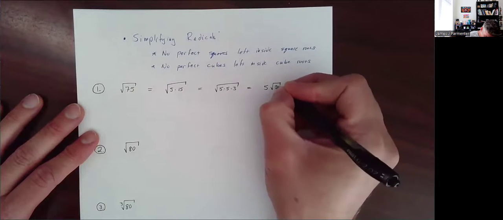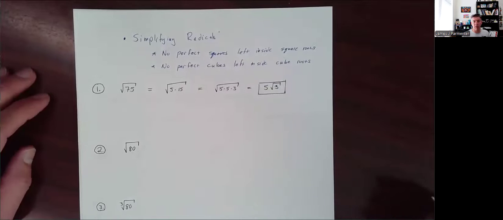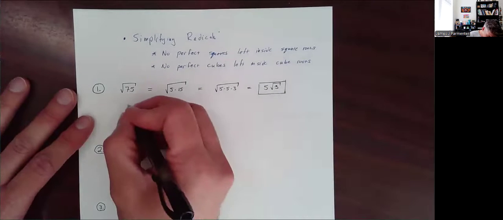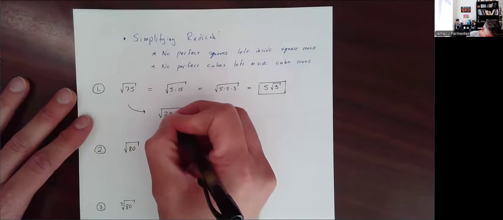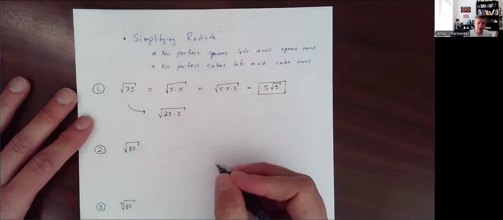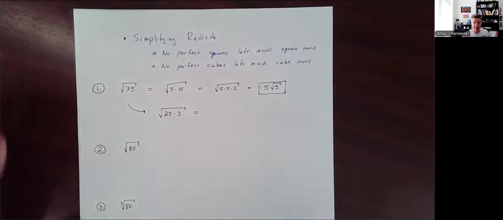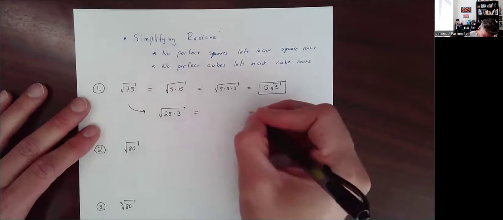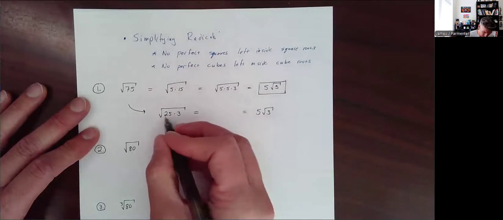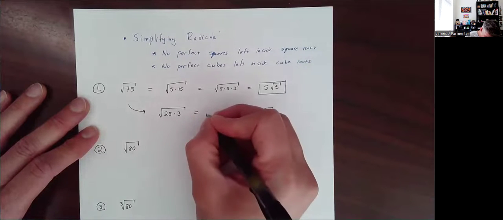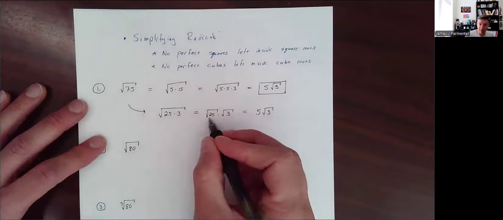And that's our simplified as much as possible answer because we've pulled out all the perfect squares from inside the square root. Alternatively, if you had seen this as just 25 times 3, you could have said the square root of 25 is 5. You don't need to write this step, but the additional step, which still gives us the answer of 5 root 3, is saying the square root of 25 times 3 is the same as the square root of 25 times the square root of 3. And then the square root of 25 is just 5.